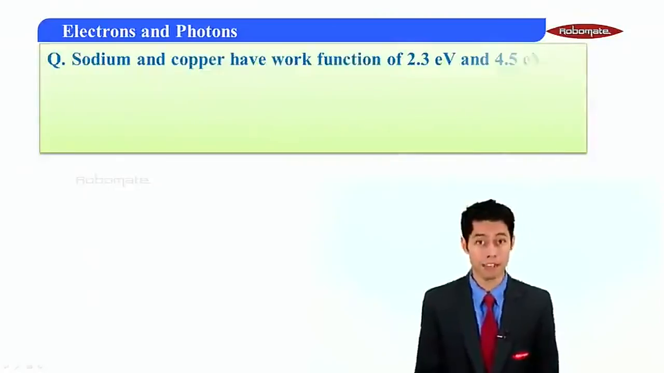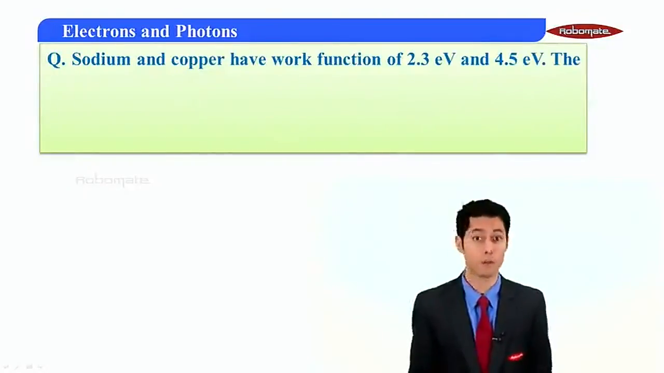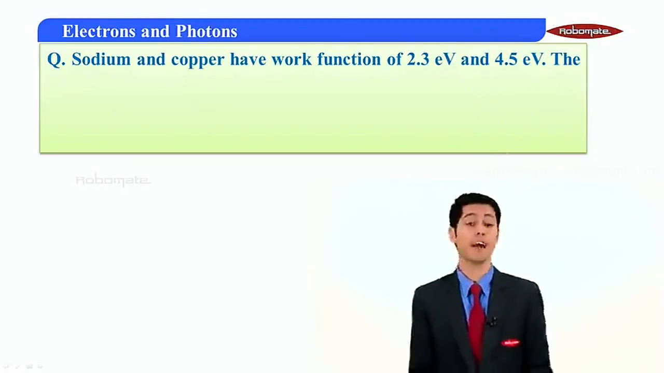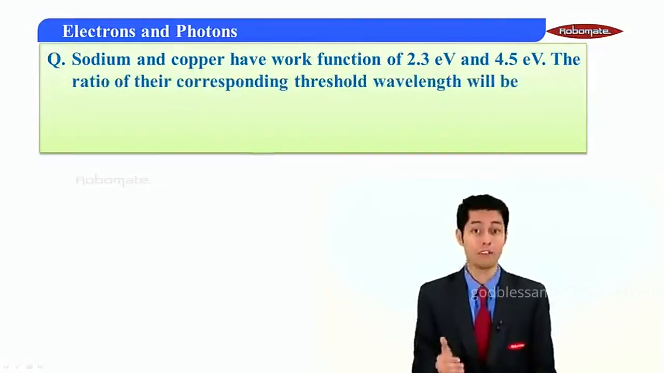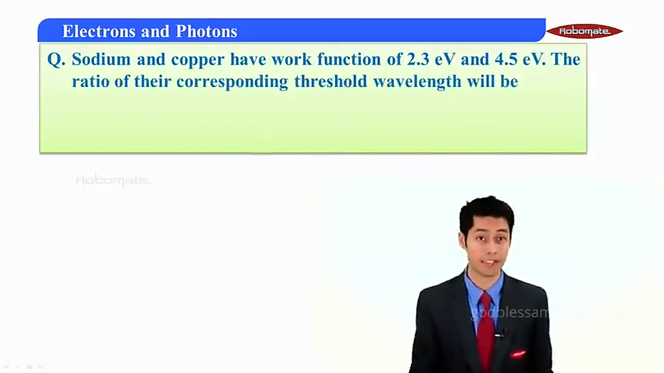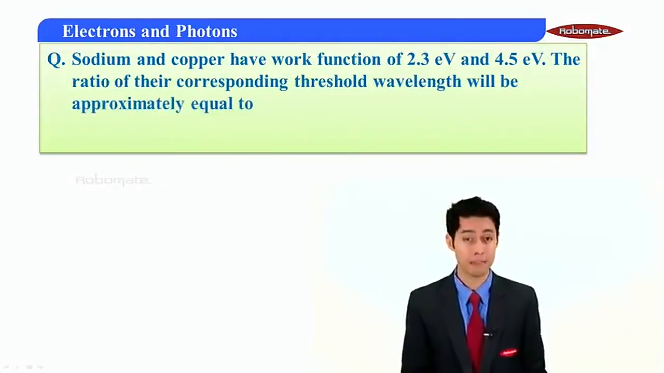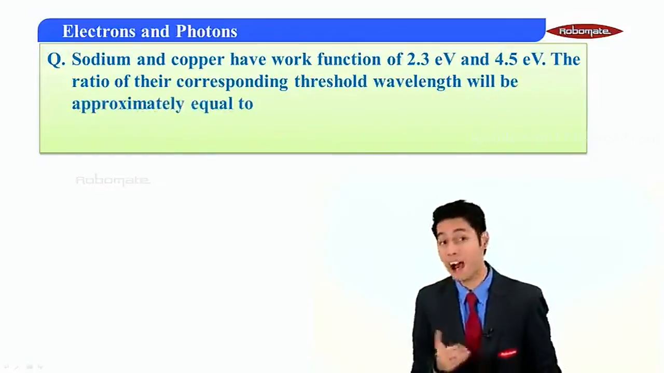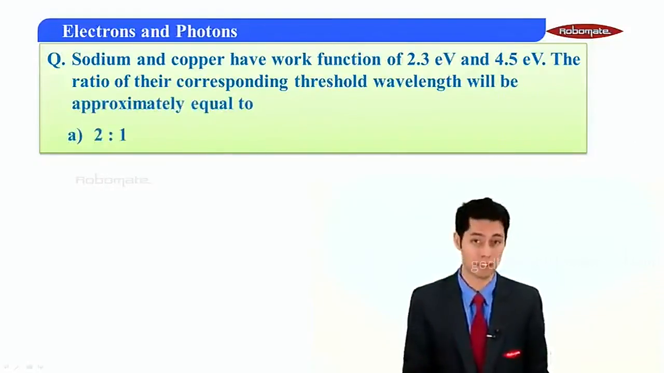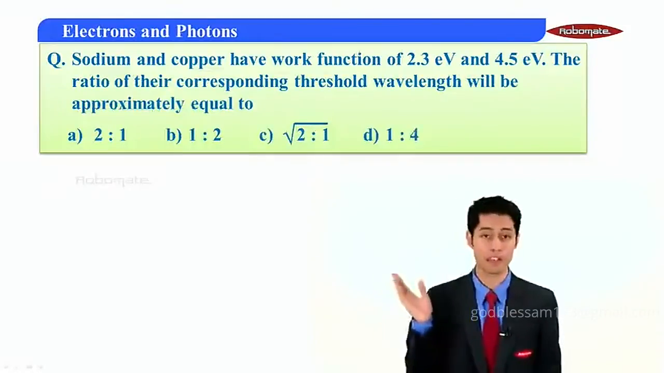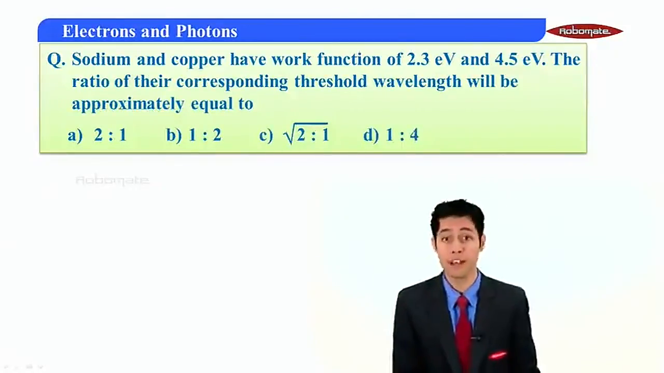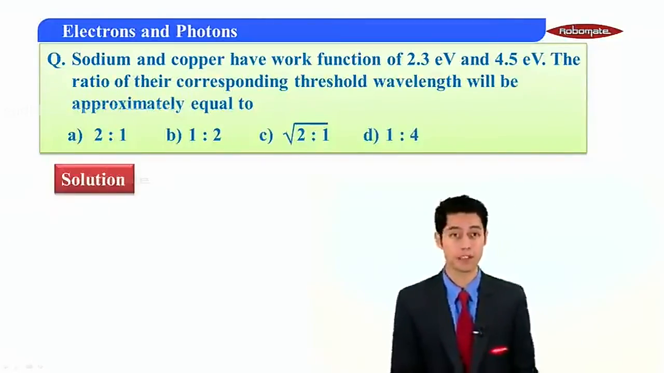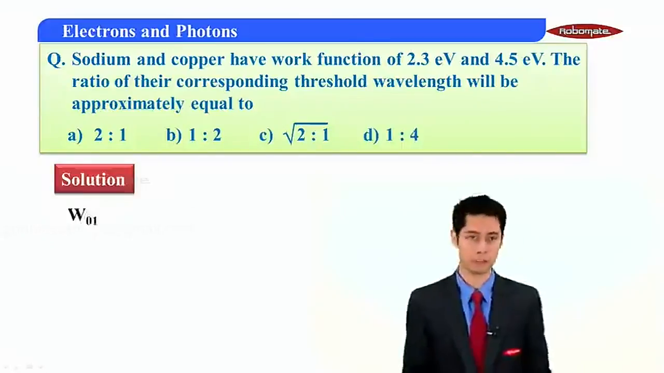In this problem, it is given that sodium and copper have the work function 2.3 electron volt and 4.5 electron volt. The ratio of their corresponding threshold wavelength will be given by. That means they have given us work function and they are asking what is the threshold wavelength. Now I know these are the options which are given to me, that is 2:1, 1:2, square root of 2:1 and 1:4. Now students, how will we go ahead about this problem?